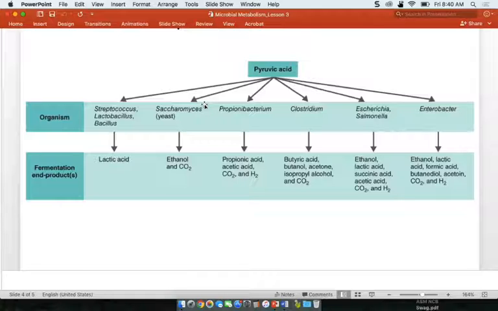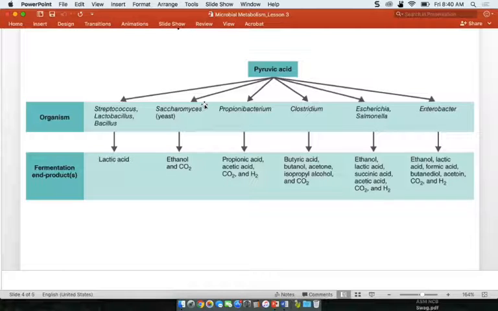Lactobacillus, some bacillus species, and some streptococci produce only lactic acid. They don't produce any gas in the process. We call those types of organisms homofermenters. They form a single product, as opposed to heterofermenters, which will form a mixture of products based on the type of metabolism that they have.